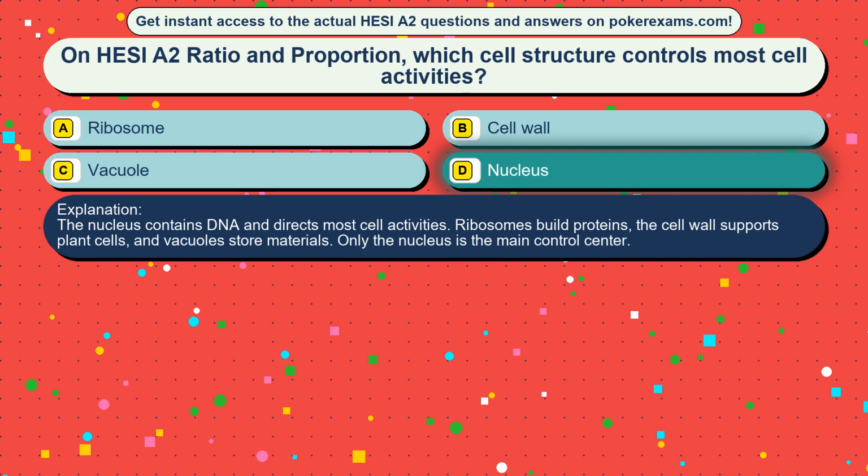Ribosomes build proteins, the cell wall supports plant cells, and vacuoles store materials. Only the nucleus is the main control center.